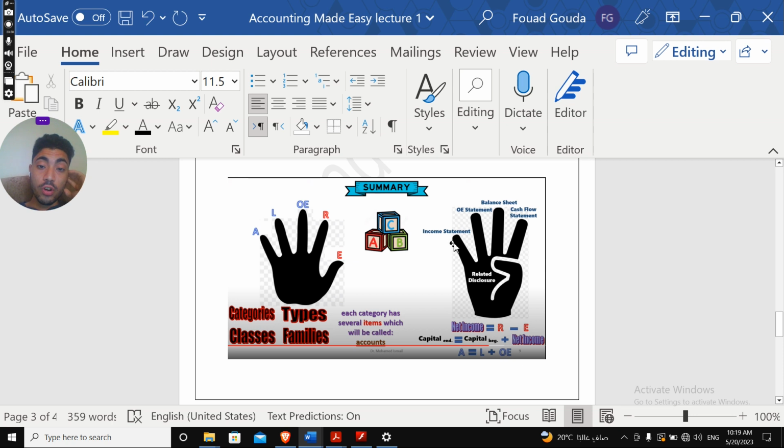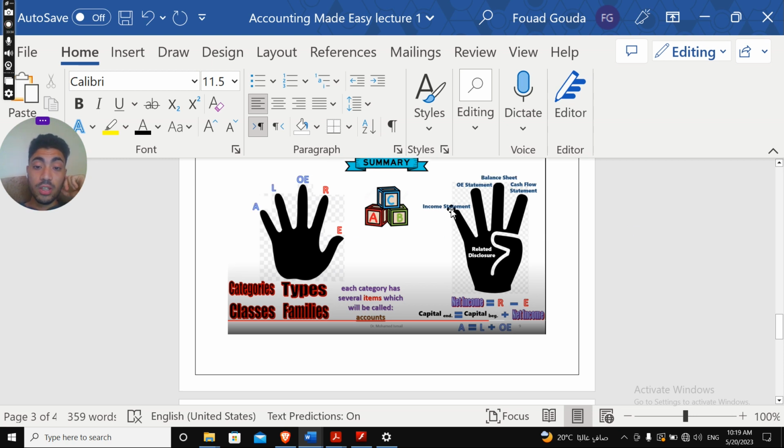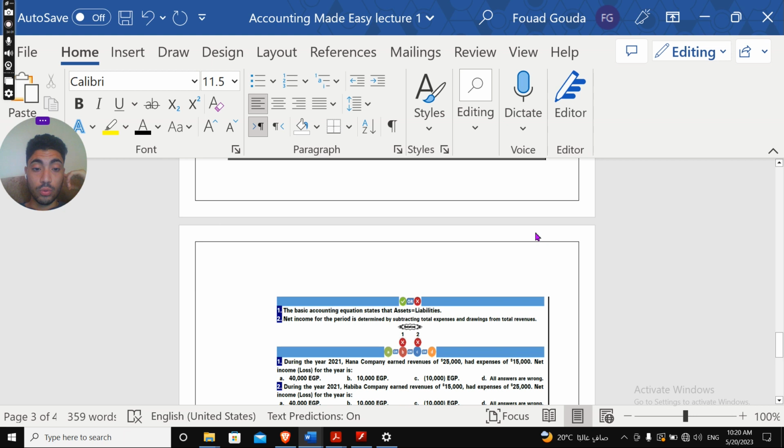Okay, let's check each statement's equation. For the income statement, it's just revenue minus expenses. For the owner's equity statement, it's just capital beginning plus the net income or net loss to provide the capital ending. For the balance sheet, it's the basic accounting equation, which is assets equal liabilities plus owner's equity, and the cash flow statement we will discover in the next few lectures.